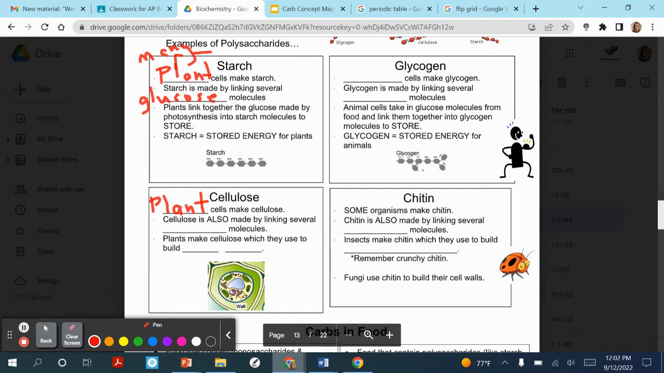Now, glucose is energy. Remember that plants and animals must take glucose and turn it into ATP. That's the energy that cells can use. So when they're making glucose all day long, they might not need it right then and there for energy. So they make an excess and they need to store it. And they store it by linking it together.